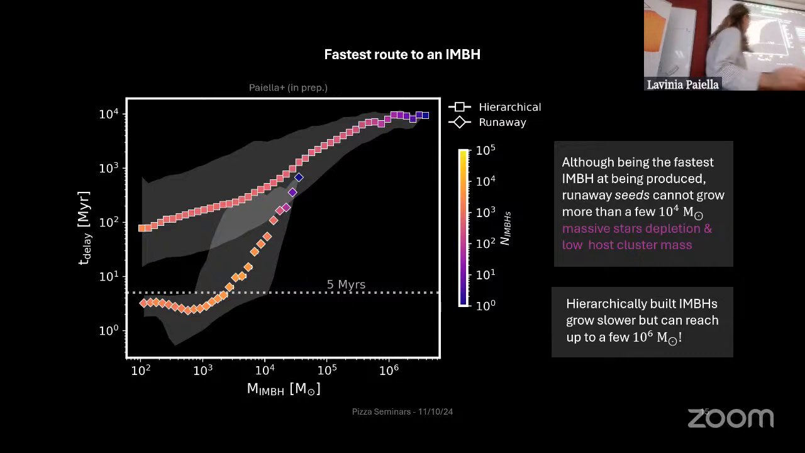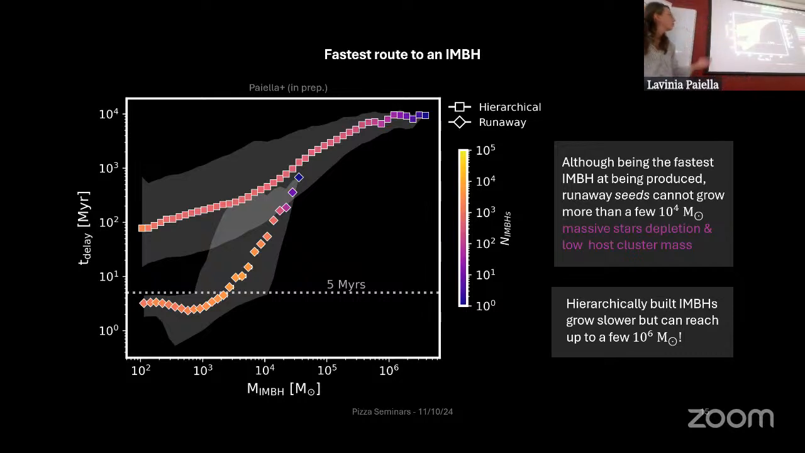So once the IMBH is formed, there are not many more black hole progenitors around. And so you are actually depleting the environment of possible stellar mass black holes. And so you cannot grow much more than you are being seeded, because of the limit on the mass and the depletion of massive stars. So that basically cuts your maximum mass of an IMBH through this scenario to around a few 10⁴ solar masses.